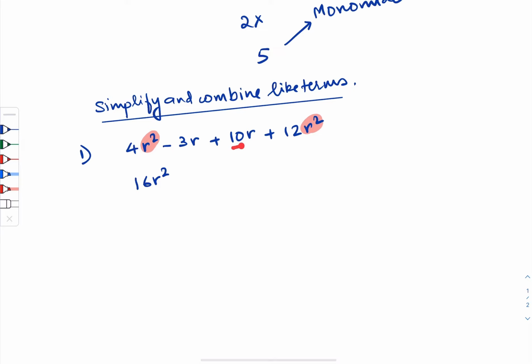Okay, so 10 is larger than 3, and the signs are different. So 10 minus 3 gives me 7. I'm going to stick with the sign of the larger term. So that's positive 7. And then since both of them have the r at the back, I'm going to put an r out there. And there you have it. That is how I simplified and combined that expression.